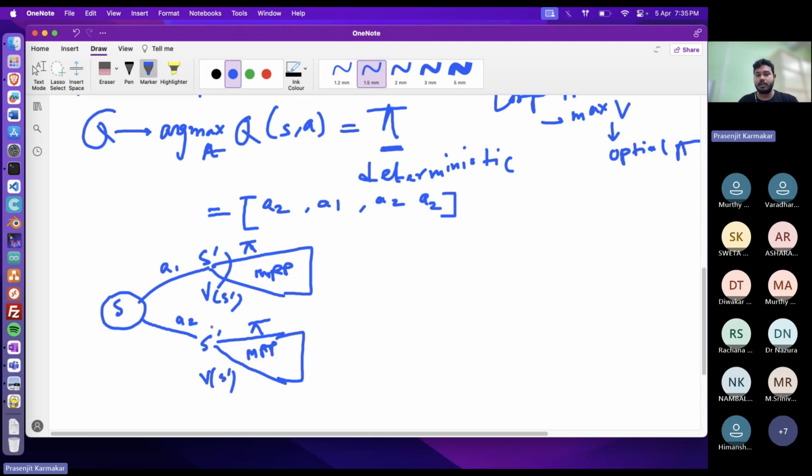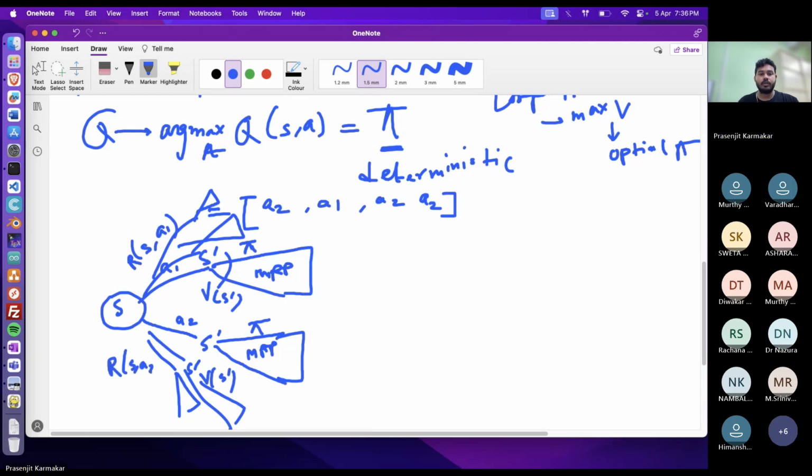Now there can be all possible S primes. For A1, I can transition to multiple S primes, right? So there can be multiple S double prime, S triple prime from A1 only, and here also, for A2, I can have multiple possible states. Now for the next part, let's write the reward here as R of S,A1, and here the reward is R of S,A2. So Q pi, pi means you are following a policy pi after you take an action A. Okay.